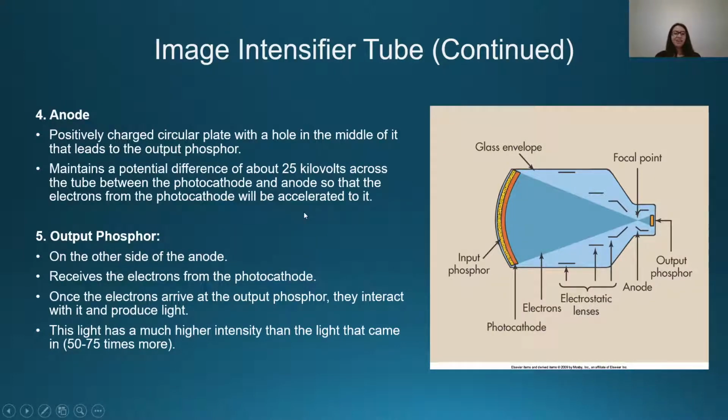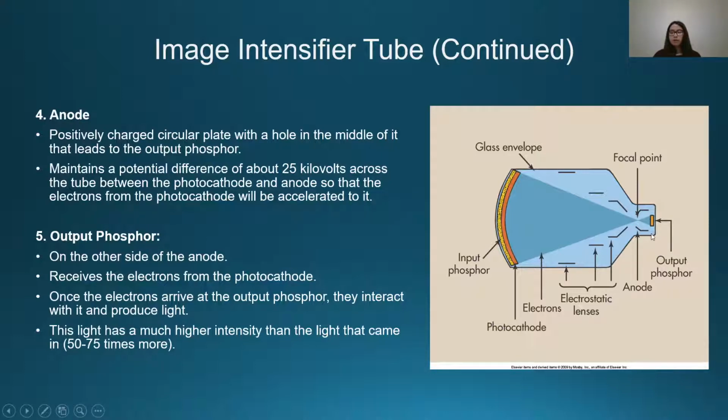So the next step is the anode. The anode is a positively charged circular plate, and it has a hole in the middle of it that allows the electrons to get to the output phosphor. The anode maintains a potential difference of about 25 kilovolts across the tube, so that the electrons from the photocathode are going to go really fast towards it.